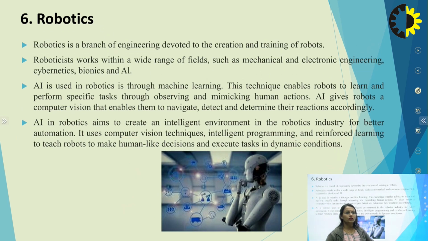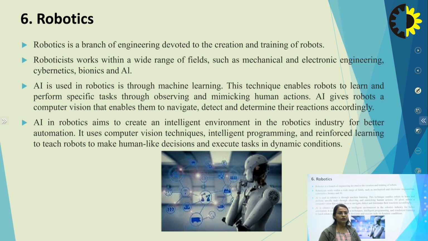Sixth is robotics. The robotics branch is the branch of engineering devoted to the creation and training of robots. It works with a wide range of fields such as mechanical and electronic engineering, cybernetics, bionics, and AI also. AI is used in robotics with the help of machine learning. It enables robots to learn and perform specific tasks by observing or mimicking human actions. It gives the robot computer vision that enables them to navigate, detect, and determine their reactions accordingly.